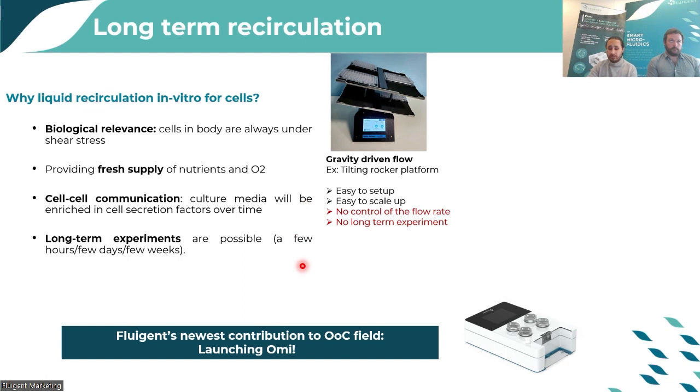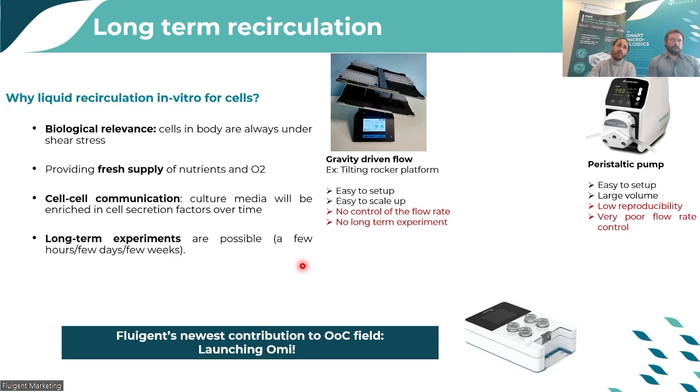So there are different technologies that allow this kind of fluid recirculation, such as gravity-driven flow. The rocking plate that you all know is easy to set up and easy to scale up, because you can have a lot of wells with the same experiments. However, you do not have any control of the flow rate. It is not unidirectional, so it changes the shear stress all the time, and it does not allow long-term experiments. There is the peristaltic pump, widely used as well, easy to set up, that allows you to flow a large volume. However, they have low reproducibility because they produce a pulsatile flow. They do not have precise control of the flow rate and the shear stress.